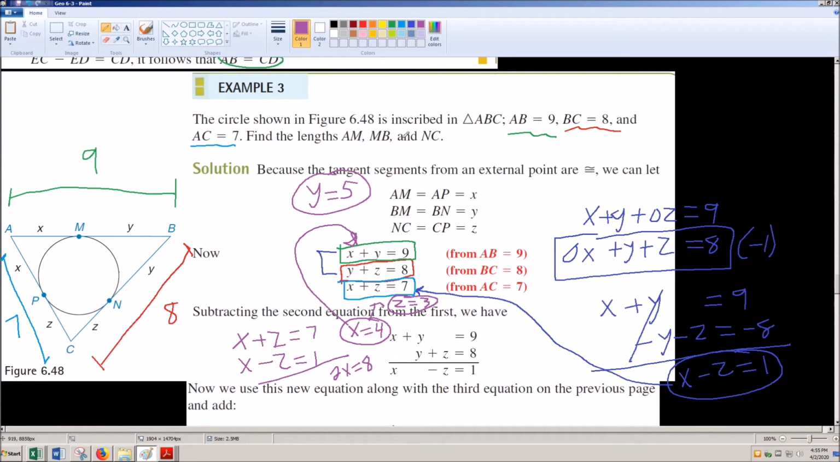So solving for the length is the x, y, and z values respectively. So like AM, for example, is x, whatever BN or MB, whatever is y. So again, we've solved for each of these.